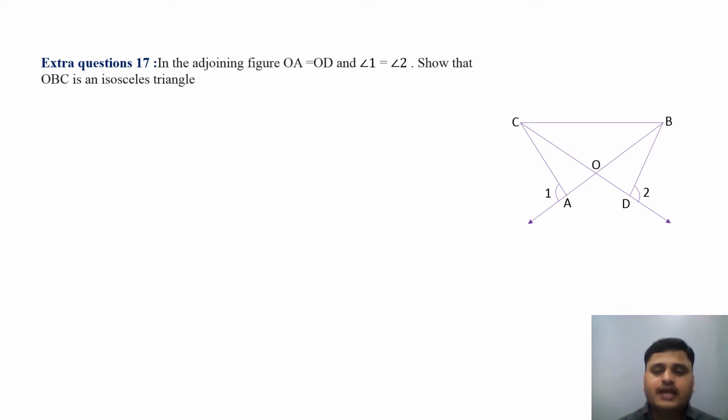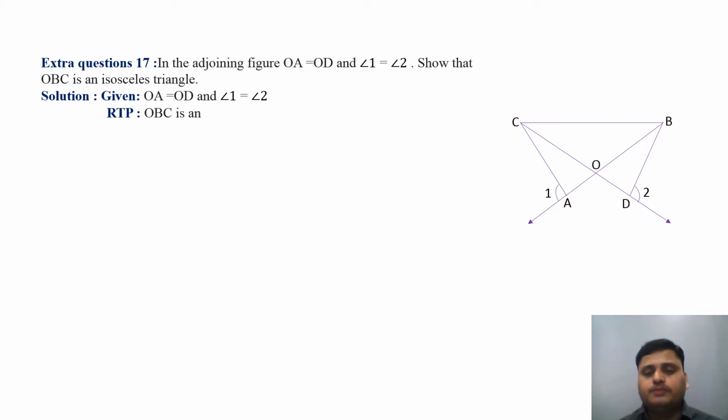We say that triangle OBC is an isosceles triangle when the adjacent sides are equal, that is OB is equal to OC. Let's write the given. It is clearly given, so we will just write it: OA is equal to OD and angle 1 is equal to angle 2. For RTP, we will write that triangle OBC is an isosceles triangle, which means we need to show OB is equal to OC. Once we show that, we can say that triangle OBC is an isosceles triangle.